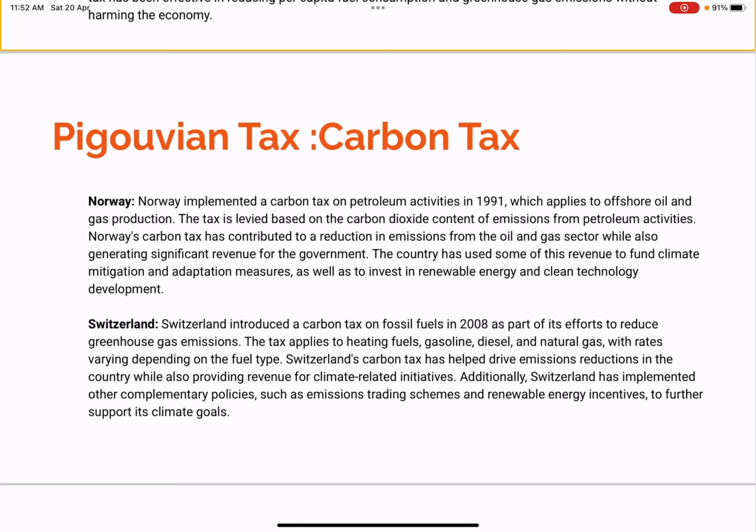What was discussed in this lecture were the important case studies, the important countries which have successfully levied the carbon tax, which is a Pigouvian tax.